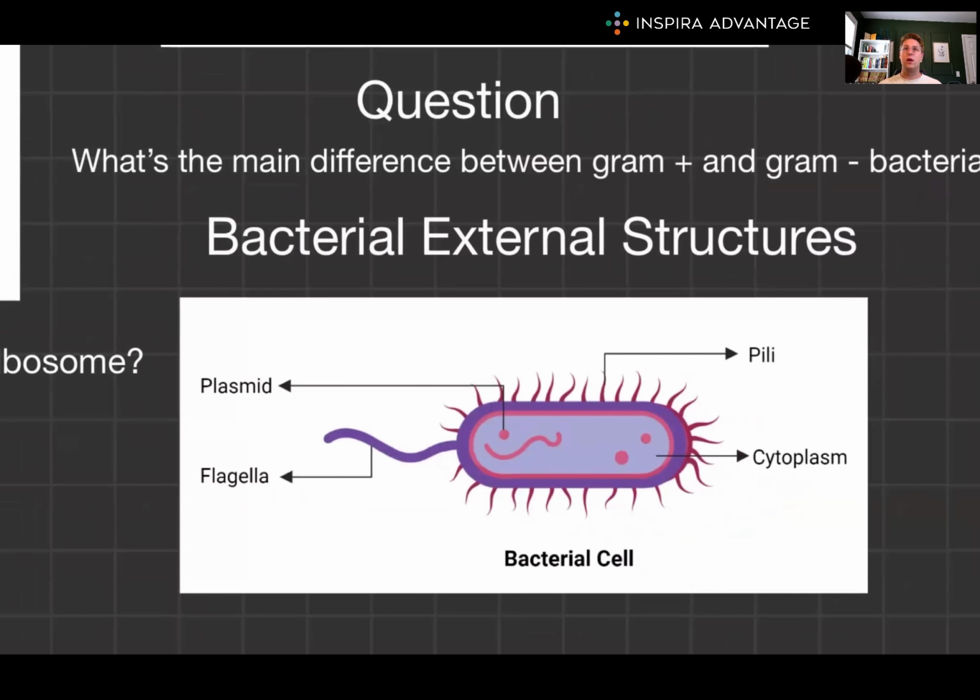Some prokaryotes also have additional external structures, such as flagella, which are long whip-like structures used for movement. They're composed of the protein flagellin and are driven by a remarkable molecular motor at the base. Pili are shorter, hair-like appendages that can be used for attachment to surfaces or other cells. Some bacteria use specialized pili called sex pili for transfer of genetic material in a process called conjugation. We've already made a video on this. I recommend you check it out.